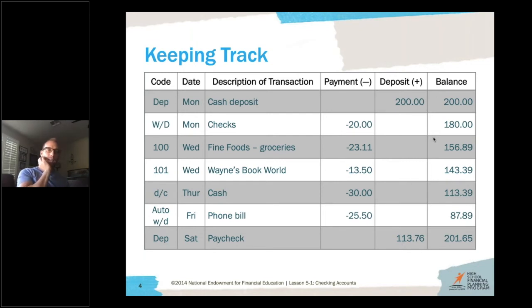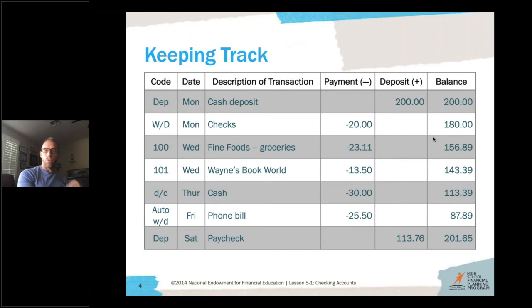On Wednesday, they go to the grocery store, Fine Foods. They spend $23.11, bringing the balance now to 156.89. On the left, they're writing down their check number, so they always know that check number 100 went to this grocery store.